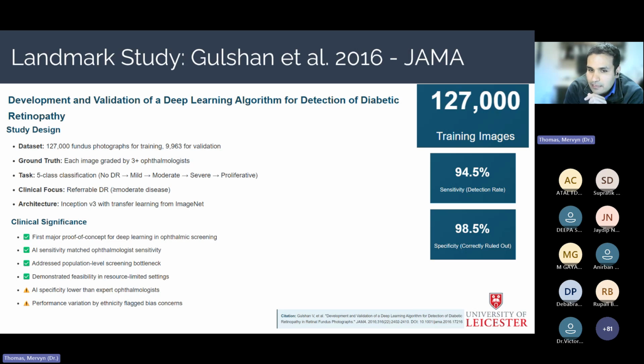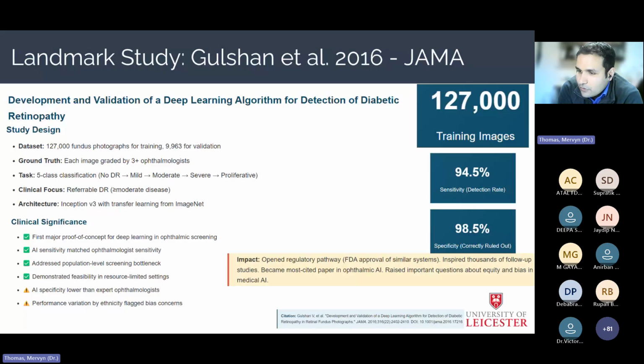But it also raised some very interesting questions. It raised important questions on equity, bias in medical AI, and some of the limitations were acknowledged, because the AI specificity actually was lower than expert ophthalmologist performance. And this moreover varied by ethnicity. So this is the first time we started to think about bias concerns, because if someone was of a different ethnic background, this particular model would underperform.